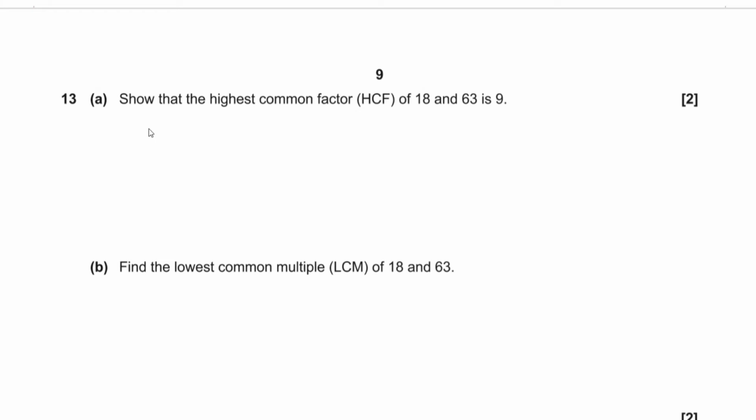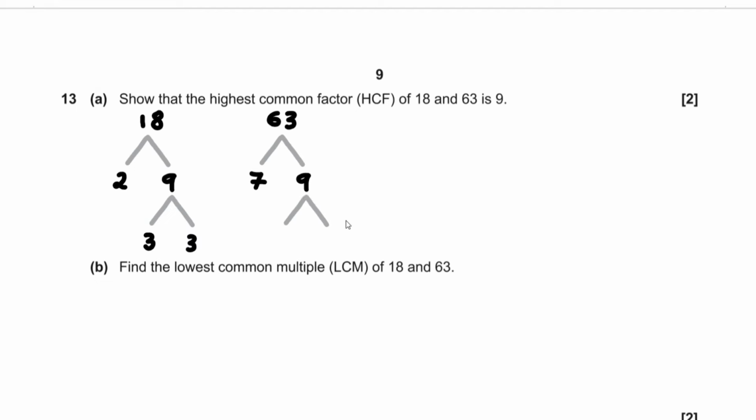Question number 13, part A. Show that the highest common factor of 18 and 63 is 9. So we've got this 18, which we can split up as 2 times 9, and the 9 we can split up as 3 times 3. We've written 18 as a product of its prime factors. Let's take a look at the 63. The 63 we can split up as 7 times 9. The 9 we can further split up as 3 times 3. 63 is shown as a product of its prime factors.